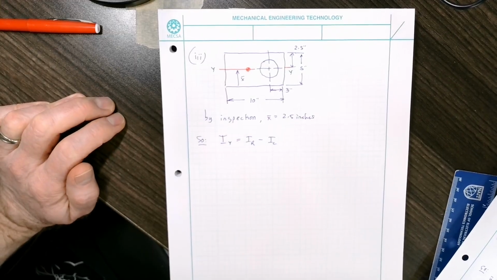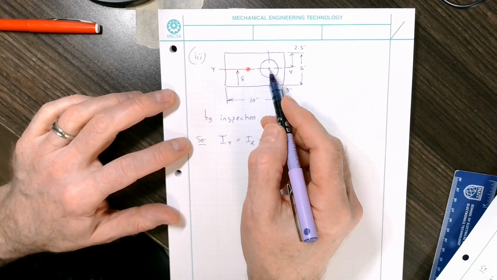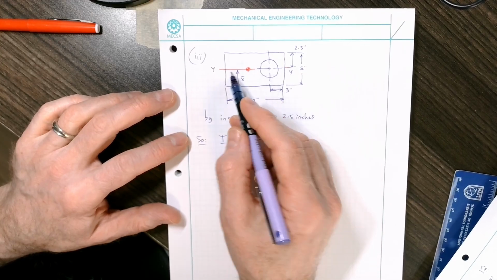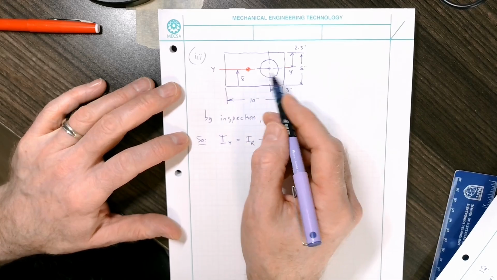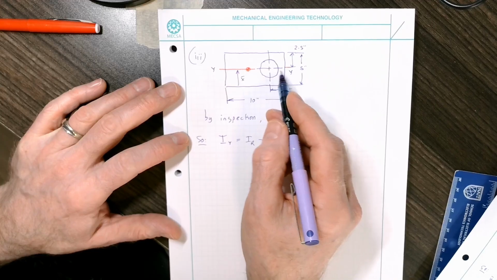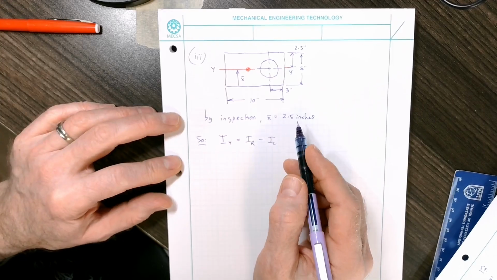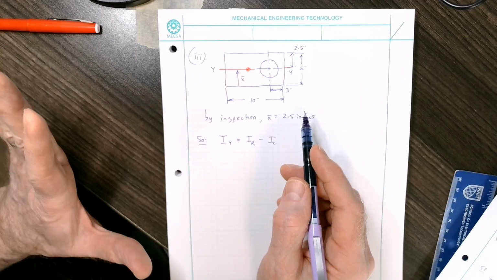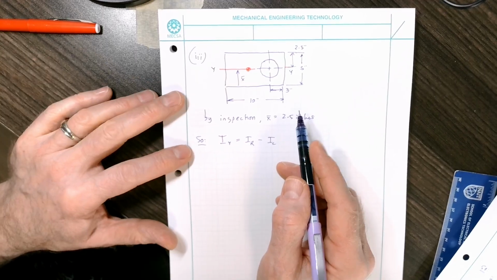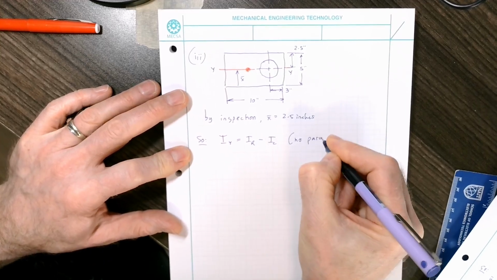Note, I don't need the parallel axis theorem here. I do not need it, because the centroidal axis of the rectangle and the centroidal axis of the circle coincide with the centroidal axis of the whole component. So I get off easy here. There's only one centroidal axis. Sorry, yes, all 3 shapes: the rectangle, the circle, and the whole thing have the same centroidal axis. No parallel axis theorem needed.